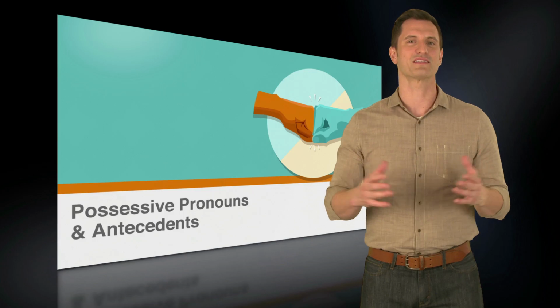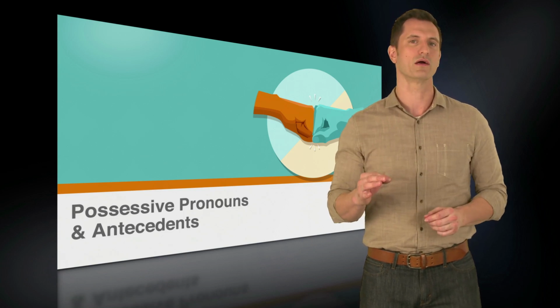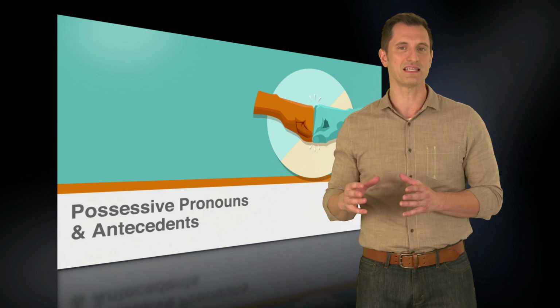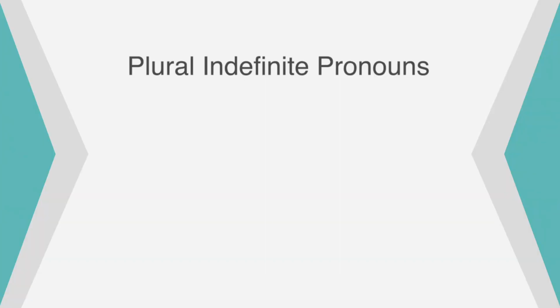A knowledge of antecedents will help you identify pronoun agreement errors. In a similar way, pronouns that refer to the same antecedent also have to match each other. Pronouns are either plural or singular, and if a sentence has multiple pronouns, they need to match one another as well as the antecedent. Indefinite pronouns refer generally, not specifically, to persons, places, or things. They can be plural or singular. The plural indefinite pronouns are several, few, both, and many.